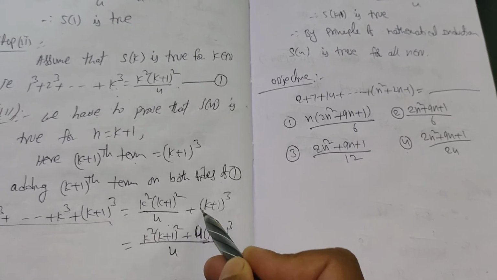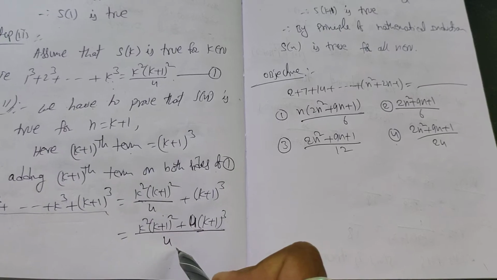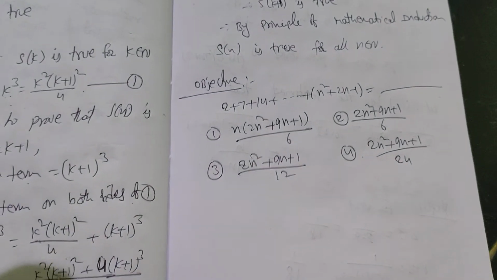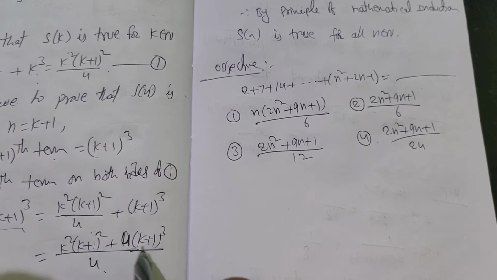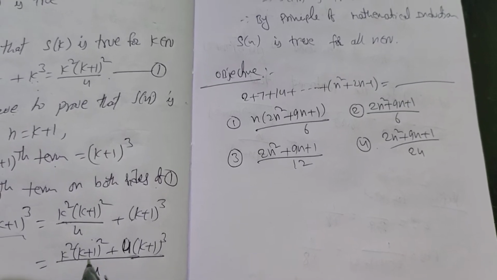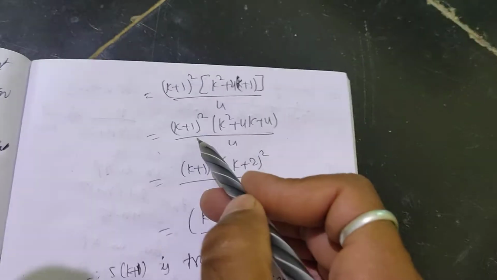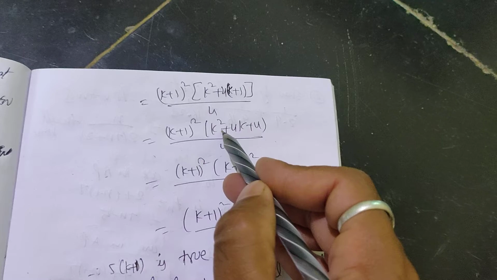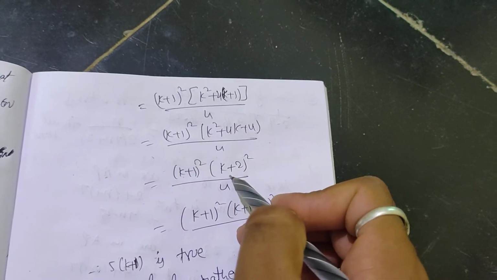So here 4 is the LCM, so k square into k plus 1 whole square plus 4 into k plus 1 whole cube by 4. So this is equal to k plus 1 whole square into, here k plus 1 whole square is common for these two terms. It is k plus 1 whole square, it is k plus 1 whole cube. So after taking k plus 1 whole square common from these two terms, we have k square plus 4 into 1 more k plus 1. So k plus 1 whole square into k square plus 4k plus 4 by 4. So this is nothing but the k plus 2 whole square formula. So k plus 1 whole square into k plus 2 whole square.